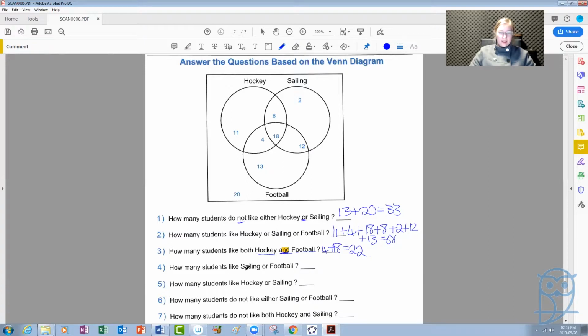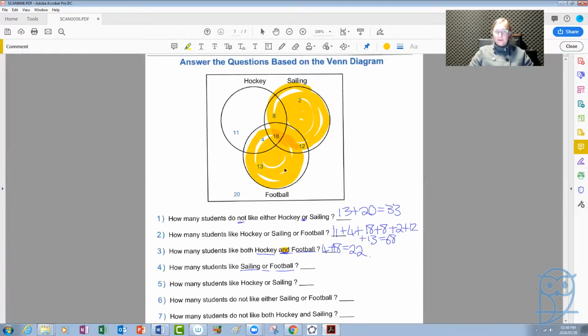Okay. So here we have how many students like sailing or football. So if we look over here, or means we have our union. So that means we can just color in everything that has to do with both. So we've got everything in sailing, so that's that. And we've got everything in football.